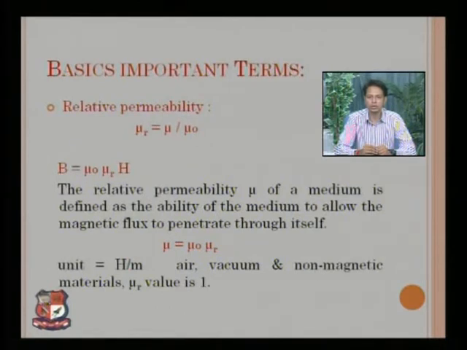That means mu is the absolute permeability, and it can be written as mu is equal to mu 0 into mu r. The unit to measure the absolute permeability is Henry per meter, and the value of relative permeability of air, vacuum and non-magnetic materials is always mu r is equal to 1.